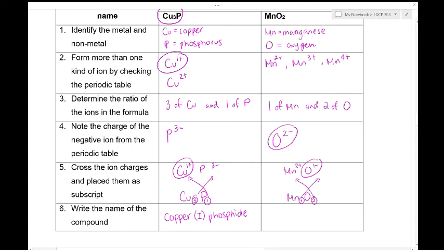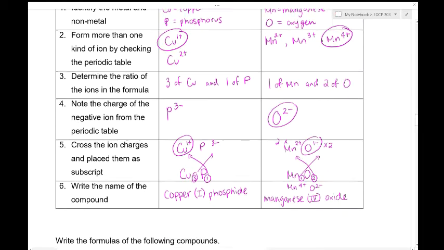Because it has been reduced, we have to multiply it again. So we're going to multiply both charges by 2. When we multiply both charges by 2, we end up with Mn4 plus and O2 minus. Now, this would match because O2 and O2 would match. Therefore, the Mn4 plus is the one that we need. When we write the name, it will become manganese 4 oxide. Now, please keep in mind you include the Roman numeral because if you forget, you will lose marks.